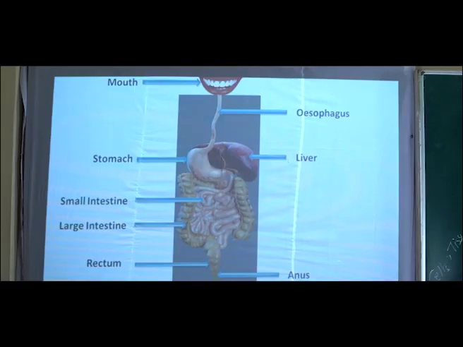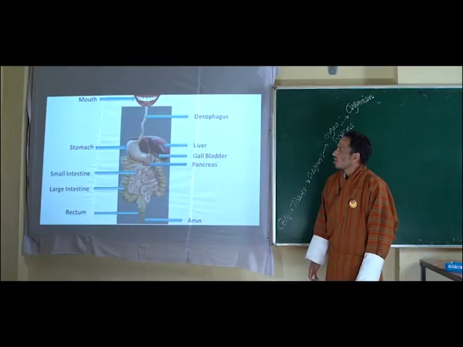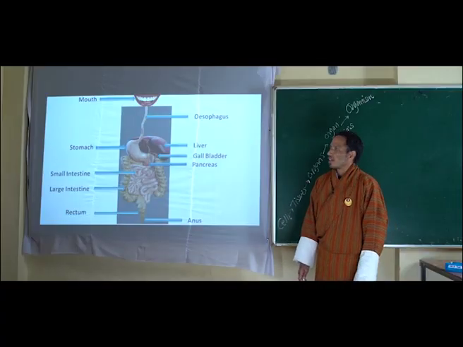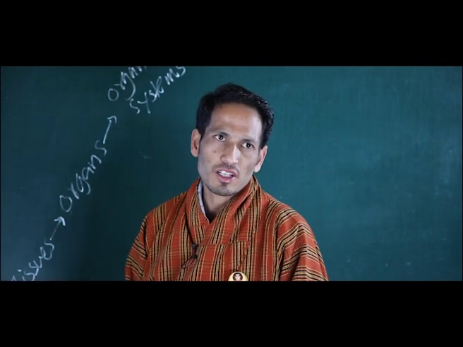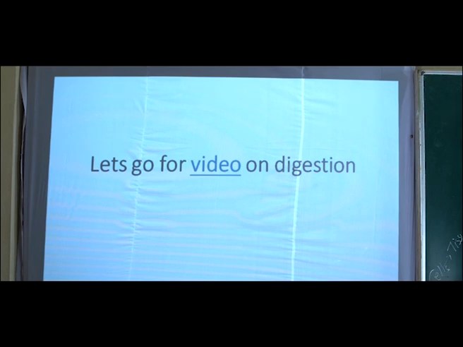So these parts, the liver, the gallbladder and pancreas, once more I want to tell you, they are the accessory glands which help in digestion. So this is the whole process of digestion. Now let us have a video clip on digestion so that you become even more clear about the whole process of digestion.